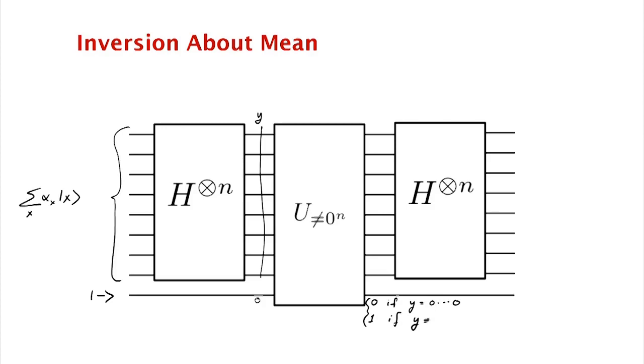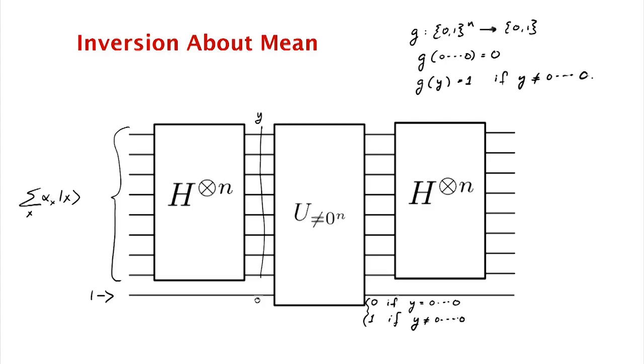Okay? Another way of saying this is the unitary transformation. So consider a function g from n bits to 1 bit, where g of the all zero string is 0, and g of y equals 1 if y is not the all zero string. Okay? And what we are doing here is this is the circuit U sub g. And then we finish up by doing a Hadamard transform on the n qubits.